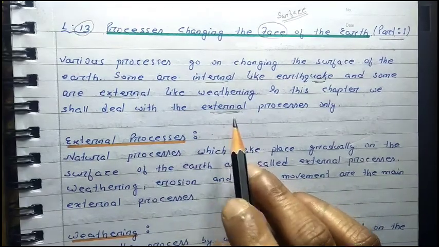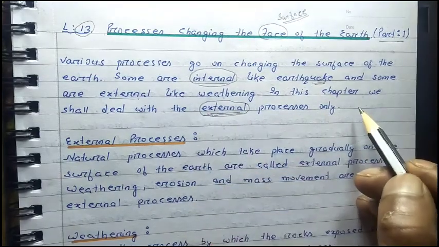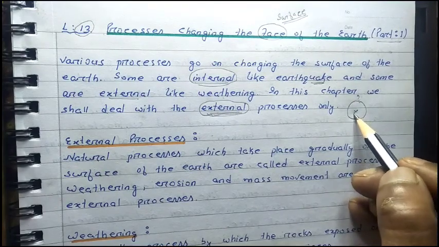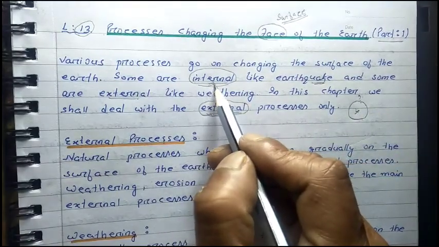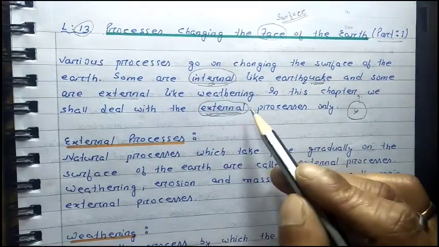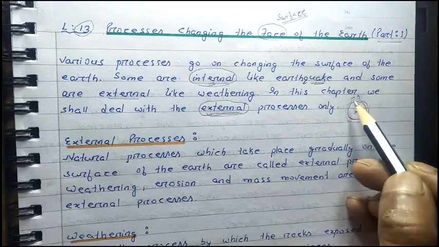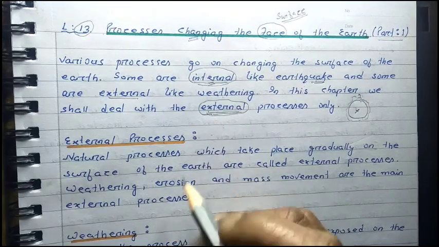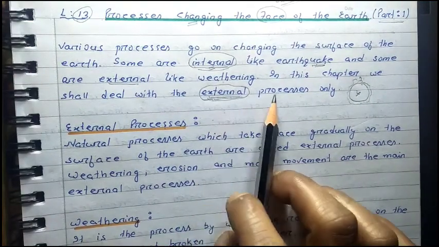Before we go to the external processes, you should know the meaning of internal process and the meaning of external processes. As you know, if we consider this is our earth, we are living outside the earth and not inside the earth. The activities which are going on inside the earth are known as the internal activities, like the earthquake, or the volcanic eruption, and the processes which are going on outside the earth's surface and bringing different changes are known as the external processes. Now, as I told you, in this chapter we shall be mainly dealing with the external processes.